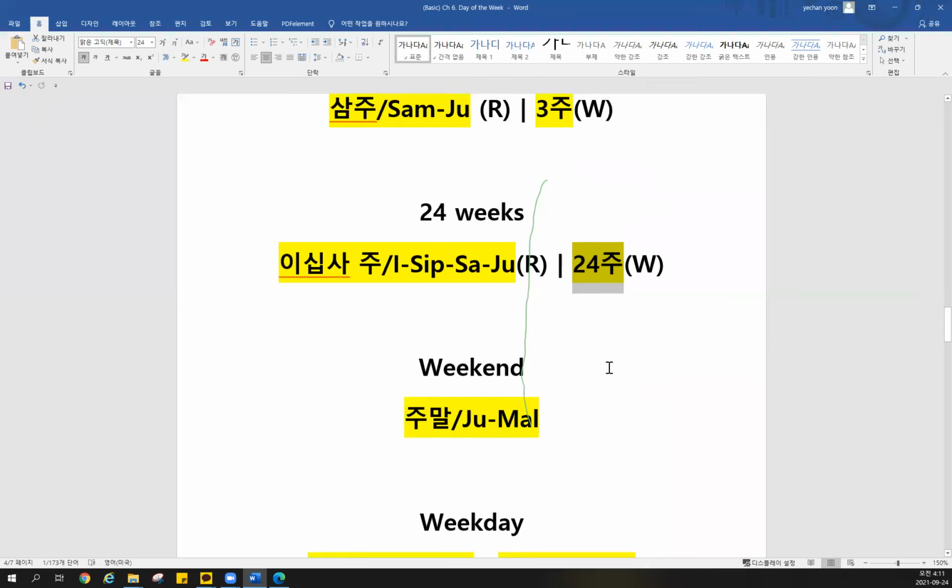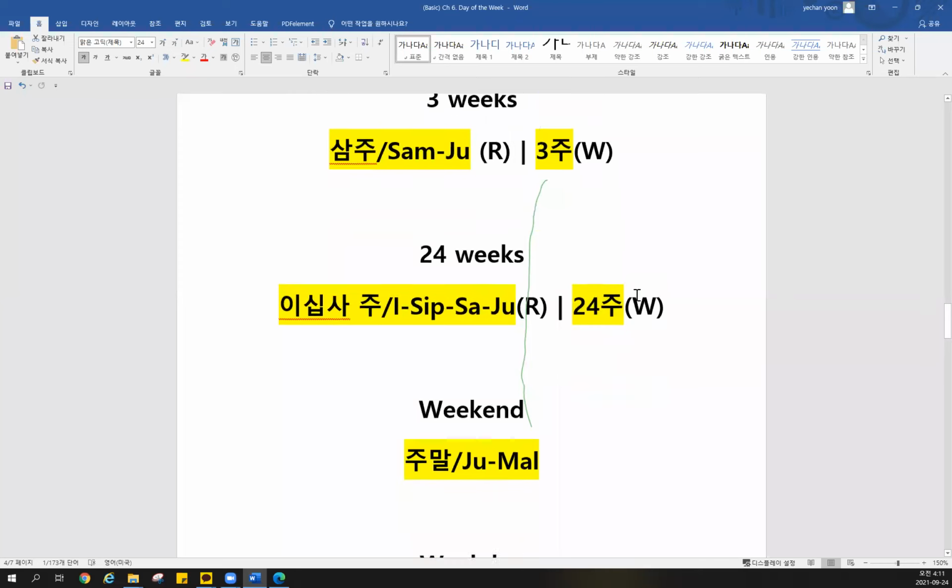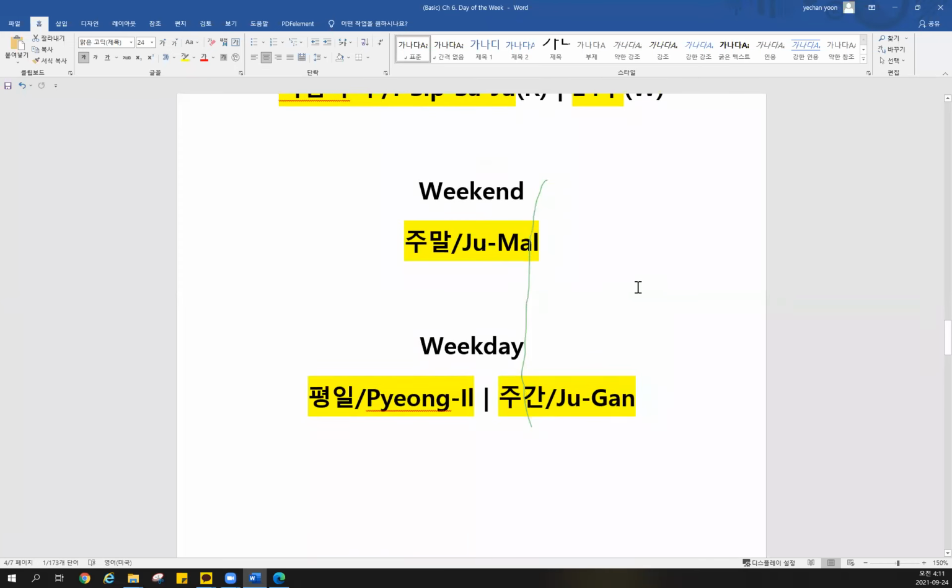All right. So for the week, you can use the Sino counting version with 주. Okay, so please remember it. All right, and the weekend. This is a word for describing dates, so you also need to memorize it, okay? How can you say weekend? 주말.